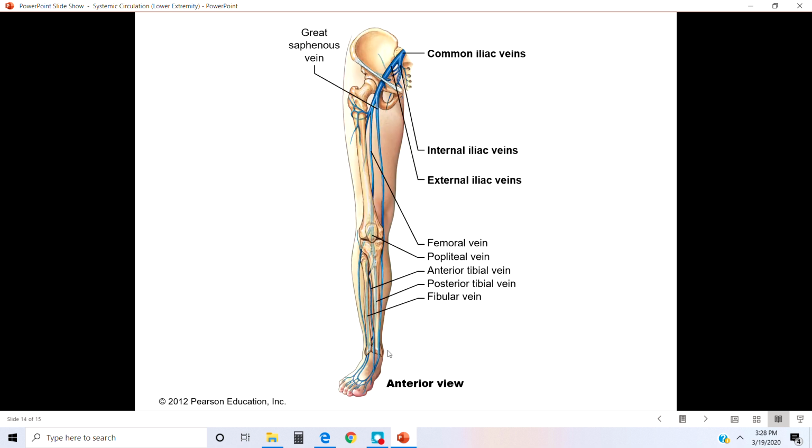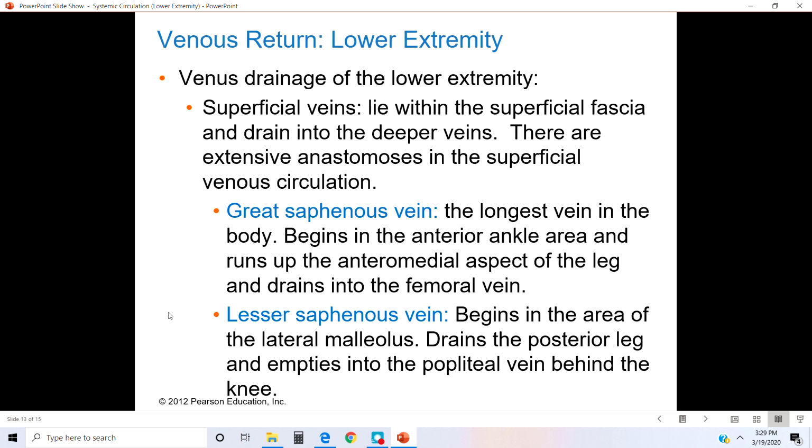So watch this, longest vein in the body. It starts way down here by the ankle, and see this light blue vein? Look at this, right up all the way up here, and then it's going to dump into the femoral vein way up here. So look at the size of this thing. Long vein, right? So this is one vein they always try to preserve so they can use it for cardiac surgery.